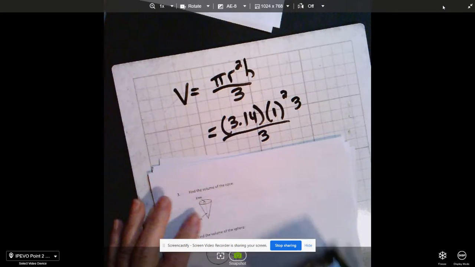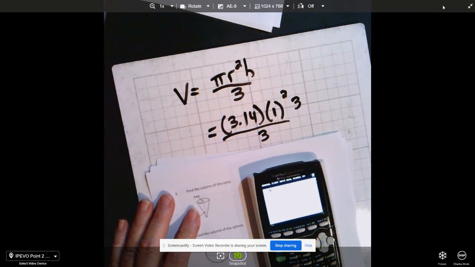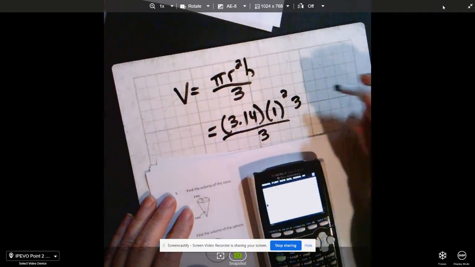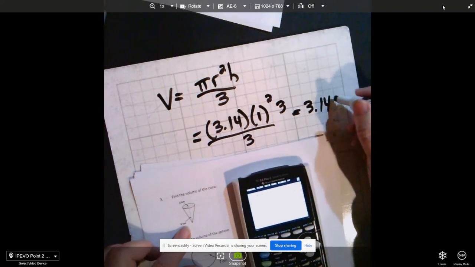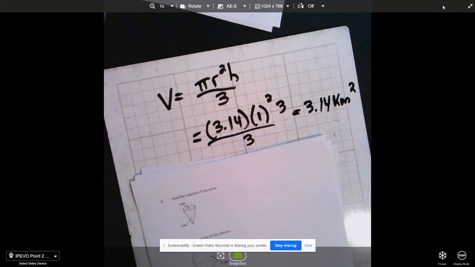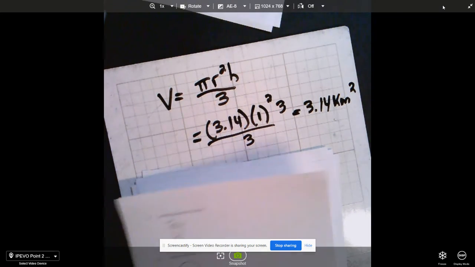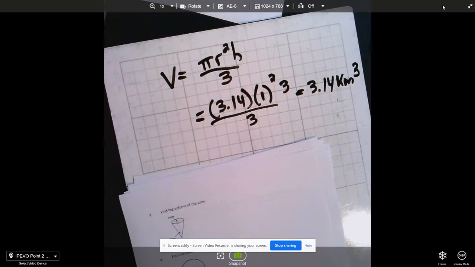So these 3's actually just cancel out, so you can tell this is going to be 3.14. But let me do it out anyways. 3.14 times 1 squared times 3 divided by 3 is going to be 3.14. Again, the units are kilometers squared. All right, I mean cubed. Did I say squared? I meant cubed. So sorry. Good thing we caught that.